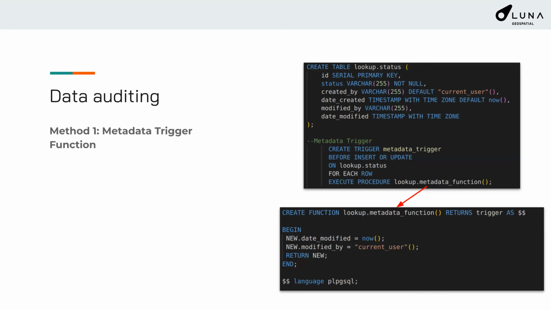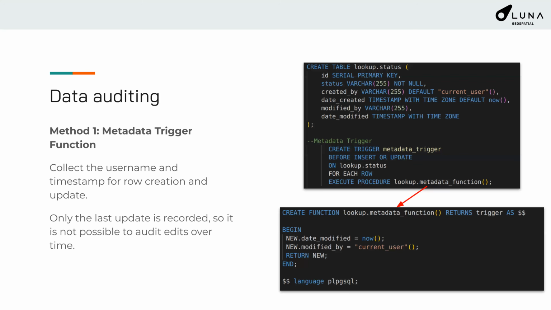So method one, we can just create a metadata trigger, which I've done in the database. And it just collects the username and timestamps for row creation and update. It's a fairly nice system. I add it to pretty much every table that I create, just so I know when things were created and by whom. Only the last update, though, is recorded. So it's not possible to really audit edits over time. You're just basically saying, I think Sarah made the last edit, but I don't know what she changed. She was just the one who made the last edit.